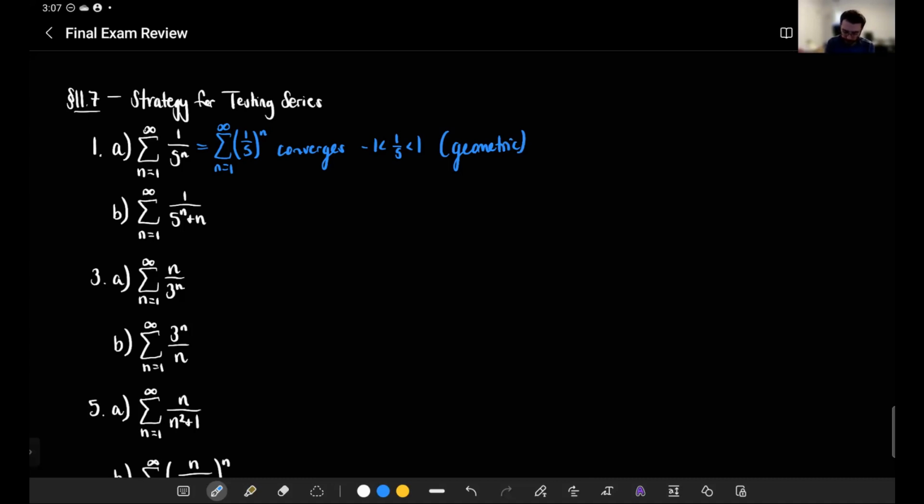Part B looks very similar. It is the same series, but I'm adding n to the denominator. So I think to myself, okay, I could probably compare to the series I just worked on in part A. In particular, n is a positive number. It's between 1 and it just keeps increasing from there. So I'm adding something positive to the denominator. That makes it bigger, which makes the whole fraction smaller than the fraction in part A. So in particular, it's smaller than (1/5)^n. Bigger denominator makes a smaller fraction.